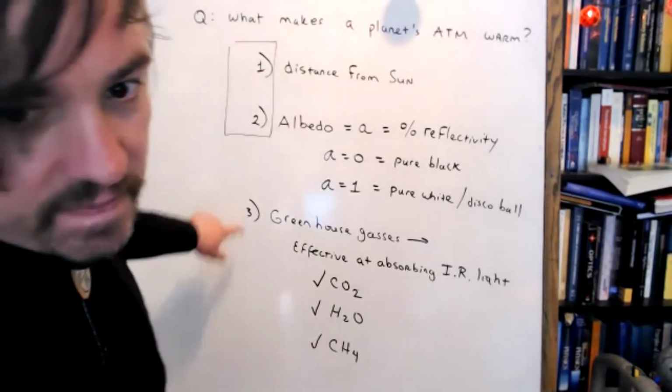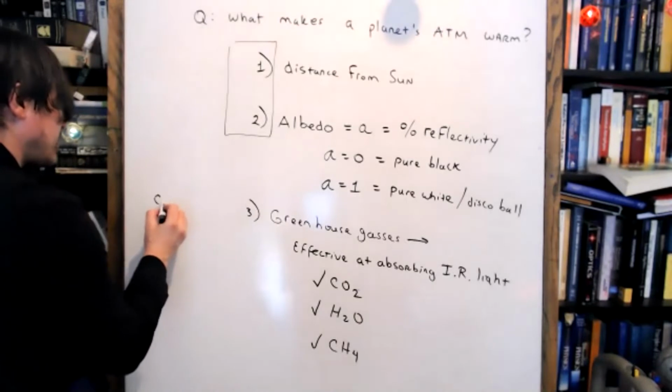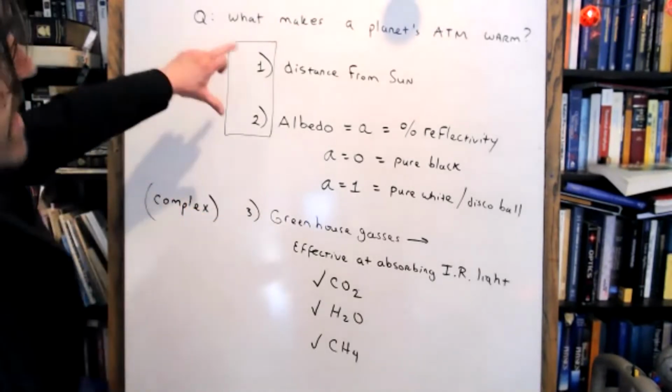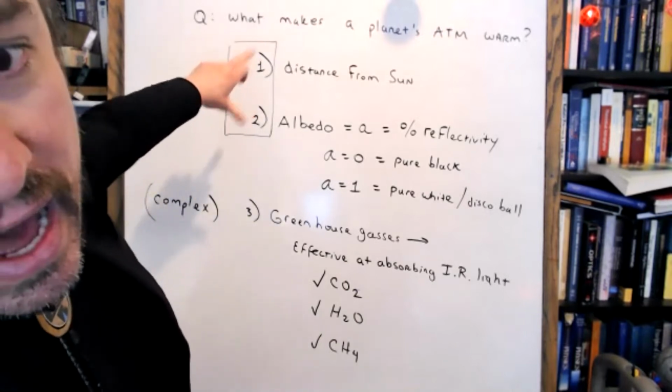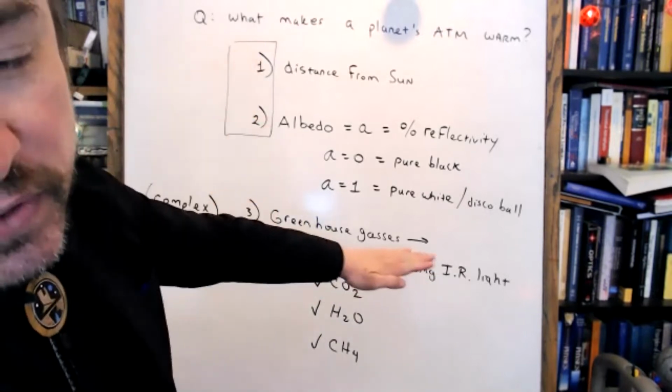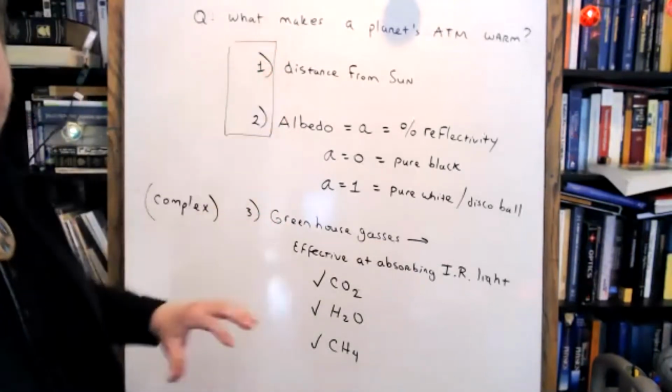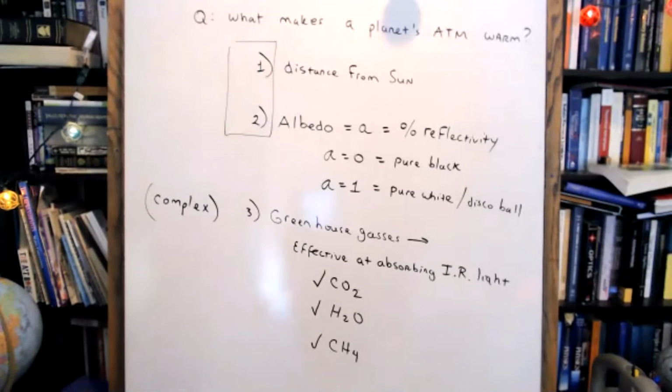Explaining the greenhouse gas bit, that's complex, and we'll save that for next class. Today, I want to focus just on how warm my planet will be if you ignore greenhouse gases and just focus on sunlight and albedo. So we're going to analyze that first.